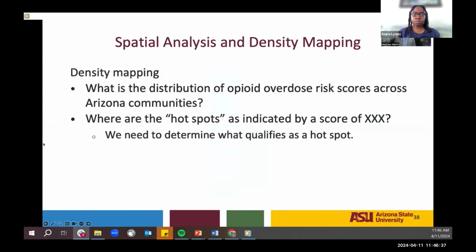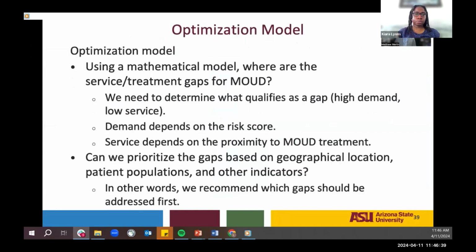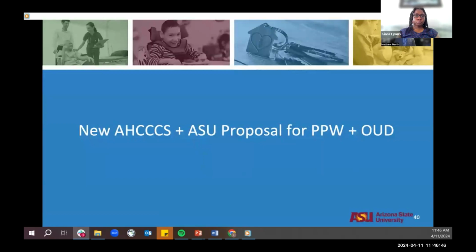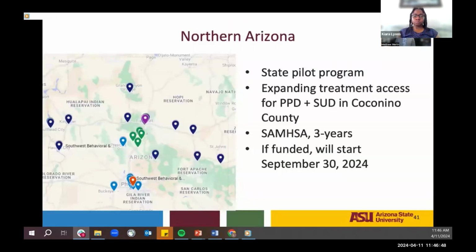We're going to move forward and try to complete that analysis as well as the optimization model. We want to find out where are the best locations for increasing treatment access. And as far as a new proposal, we partnered with Access on going after funding for a state pilot program focused on northern Arizona. We partnered with some medical providers up in that area: the Guidance Center, North Country Healthcare, Northern Arizona Healthcare, Southwest Behavioral and Health Services.